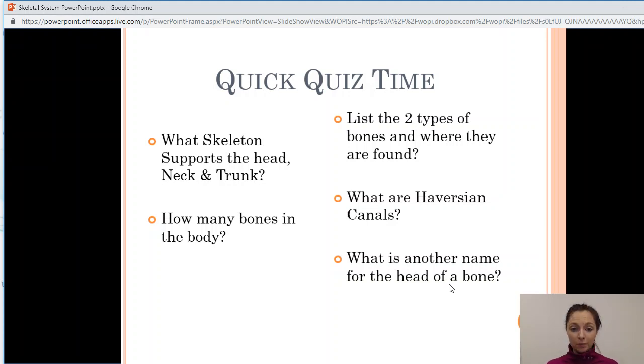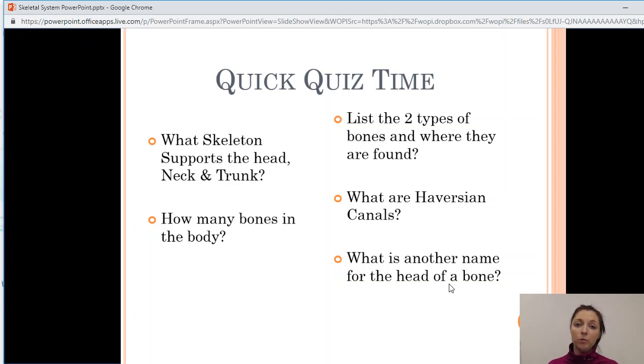Okay? How many bones in the body? Remember I gave you this little nod? I'll leave you to think about it for a minute. Say it out loud. How many bones in the body? 206 bones in the body. Excellent. List the 2 types of bones and where are they found?